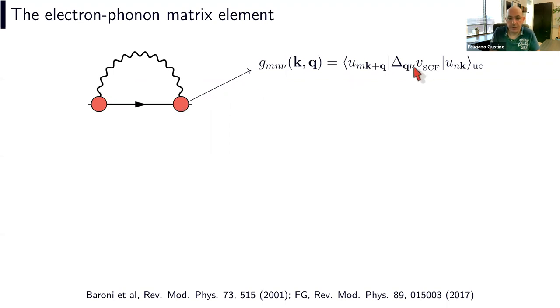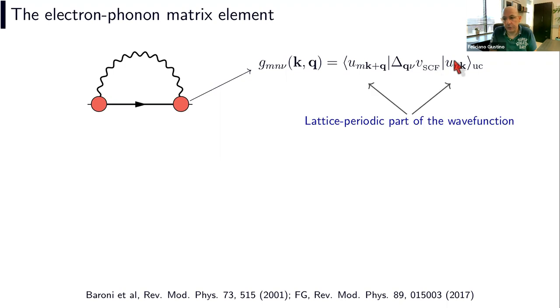So this is essentially a sandwich between two electronic states and the change of the potential associated with the phonon, okay? So nothing really complicated. These are the two periodic parts of the Bloch wave functions, and this is the change of the potential. You can see this as the probability amplitude for an electron to scatter from a state k to a state k plus q via a phonon of wave vector q.